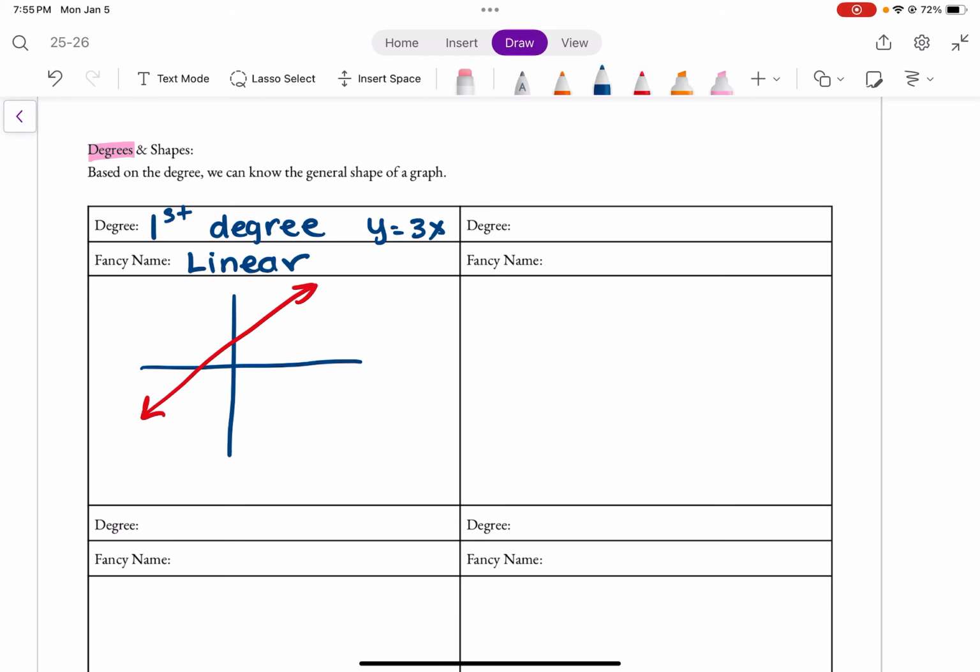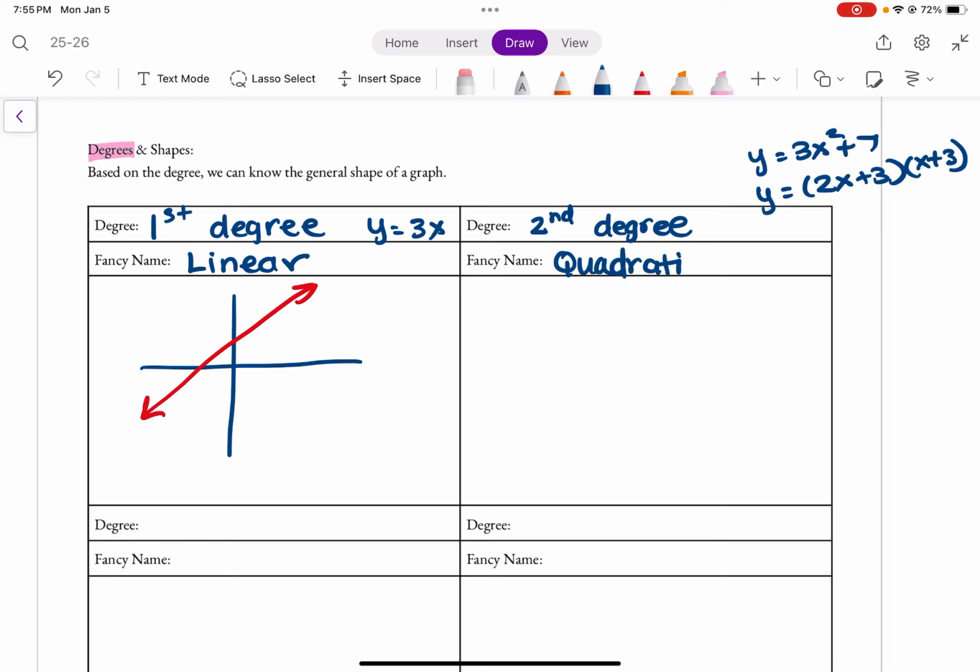If something has a degree of 2, so we call it second degree, right? That could be like y equals 3x squared plus 7. It could be like y equals 2x plus 3 times x plus 3, right? Both of those have degrees of 2. We call those quadratics, right? We just had a whole unit on this. Anytime we have something with x squared, that's quadratics. And quadratics are always going to have the shape of a U, right? It could be upside down, it could be right side up, but generally it's a U shape.